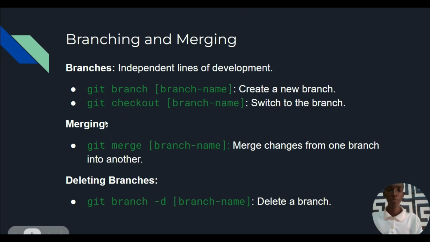Now, if we're talking about merging, merge is like bringing changes from one branch to another branch, so just joining them together. Sometimes these can cause conflicts. We'll talk about that later. Then if you have to delete a branch, you say git branch -d. Now let's try every one of these out.